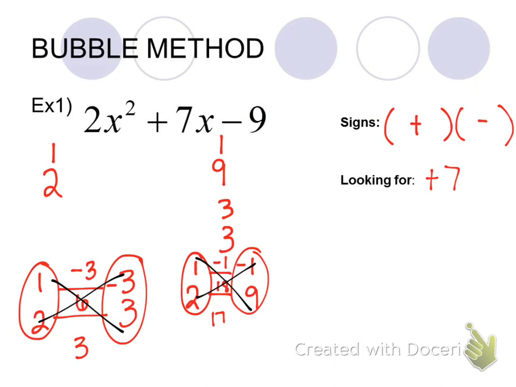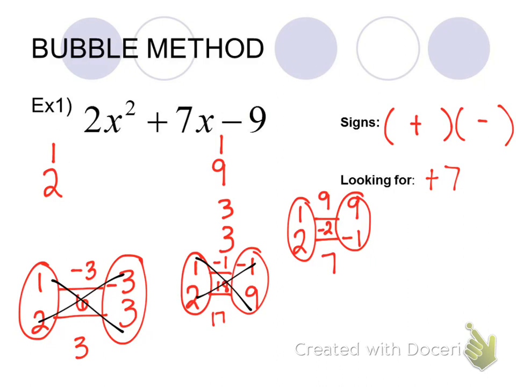You should get good at figuring out which bubbles you want. Jaquan? Like this? Okay. So let's try Jaquan's bubbles. If we take 1 times 9, what do we get? And if we take 2 times -1, what do we get? -2. And if we add them up, what do we get? 7. Is that what we want? Yes. So these bubbles are going to help us write our answer.